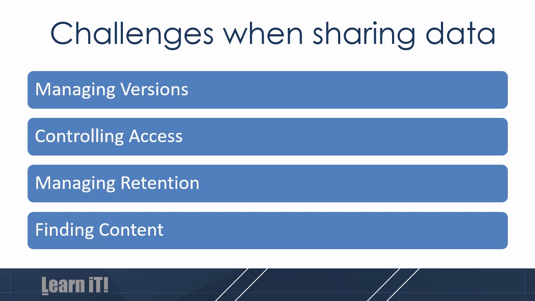Managing versions, making sure that only the appropriate people have access, and more specifically, what kind of access they do get. Making sure that people cease to have access when they no longer need it, and more importantly than all of those, the ability to find that content. All the access in the world doesn't do you any good if I can't find it to access it.